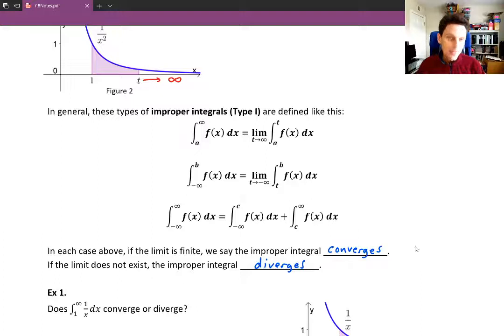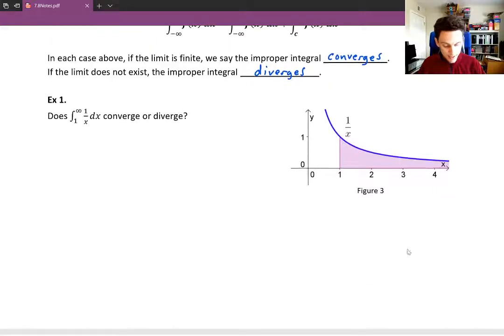So let's look at example 1, where we're asked, does the integral from 1 to infinity of 1 over x dx converge or diverge? And figure 3 shows a picture of 1 over x. Looks very similar to 1 over x squared, you might notice. But we'll take a look at each of them. Let's focus on 1 over x first, though. So we're finding the area under the 1 over x curve from 1 to infinity.